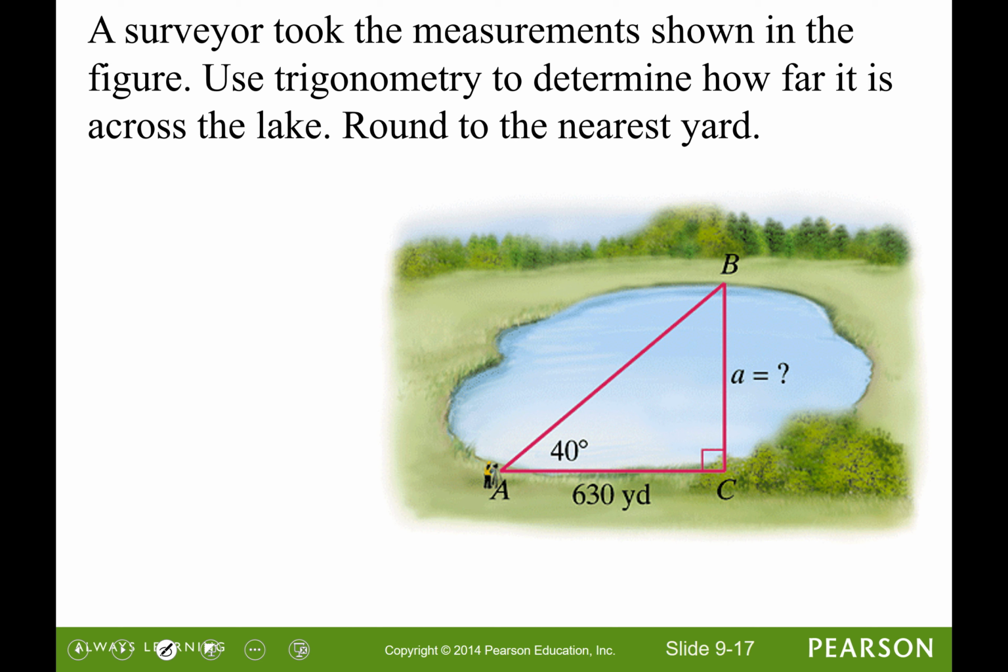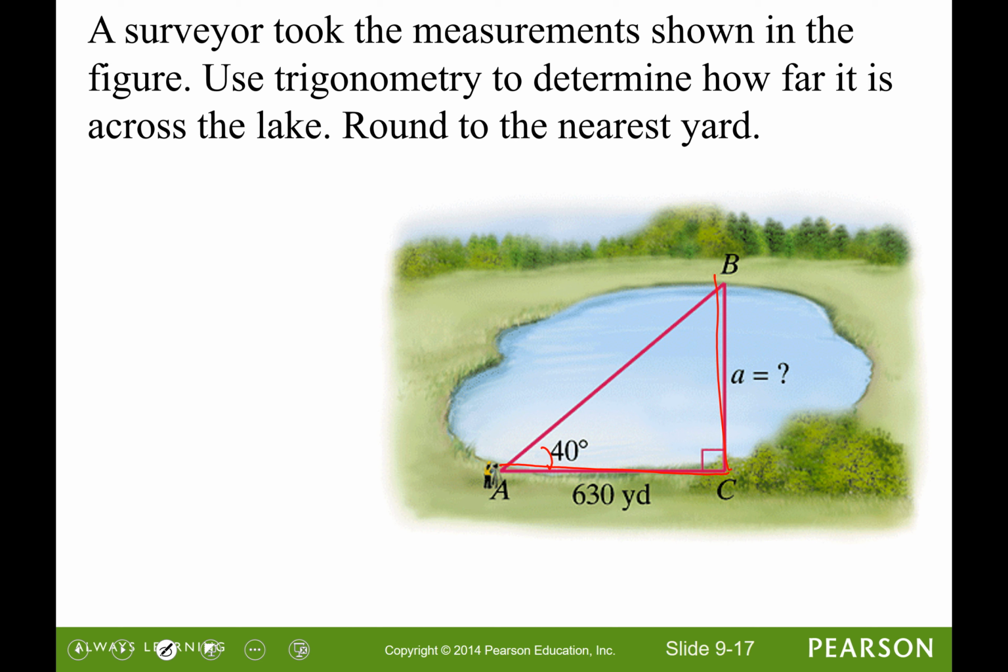Okay, so we have a right triangle that's been constructed here. The surveyor measured along the ground 630 yards and then used some kind of instrument, it looks like, to measure this angle to be 40 degrees. With just those two measurements, 630 yards and the 40 degrees, we can use trigonometry to find all the missing parts of the triangle. The one we are being requested to find is this side length right here, the distance across the lake.